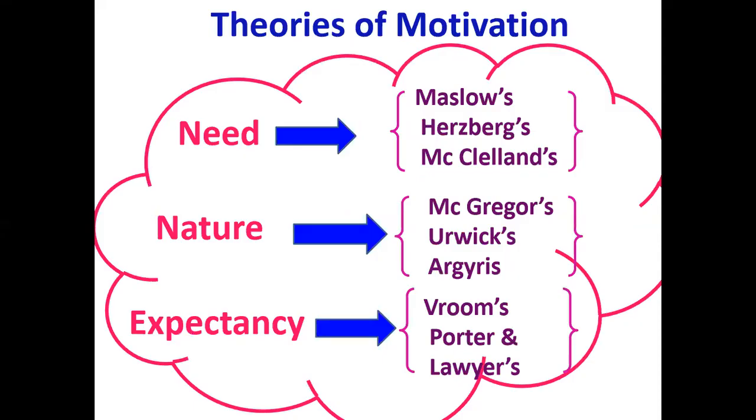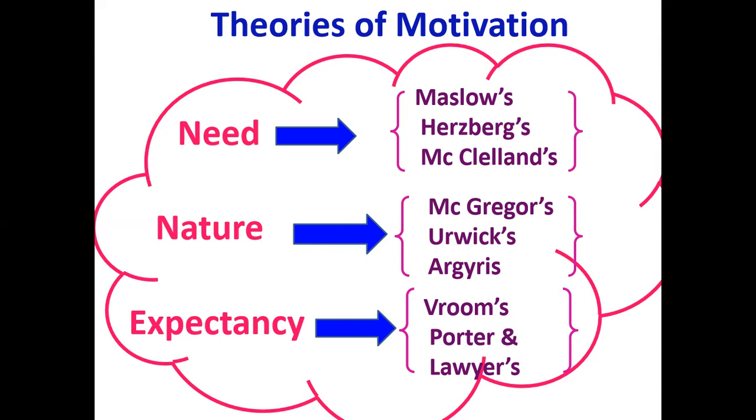Many theories have been proposed by many theorists, and the popularly known theory was given by Maslow, the first basic identification of need. When we group the common theories, it could be made under three categories: theories based on need, theories based on nature, and theories based on expectancy.